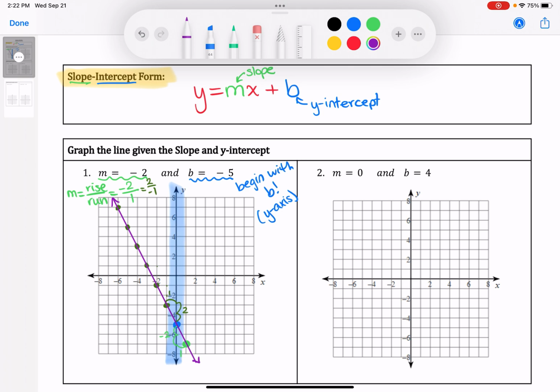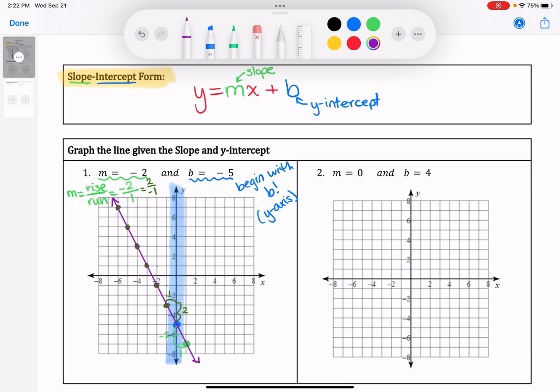If I have a word problem or a situation where I know that it doesn't continue in both directions, that would be different. But whenever I just have a general equation or problem like this, I always want to make sure that I have arrows on both ends because we know that those lines go on forever in both directions. So that's how we would take this information, M and B, and graph the line, right? We always begin with B, and then we count our slope from there. So let's take a look at the second one.